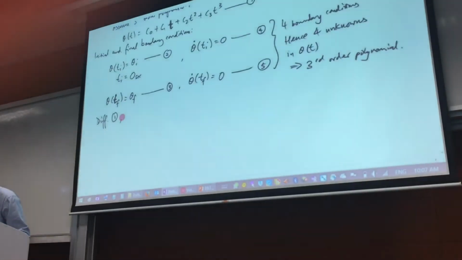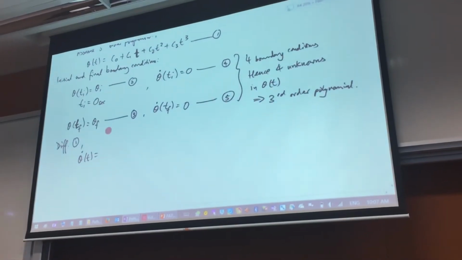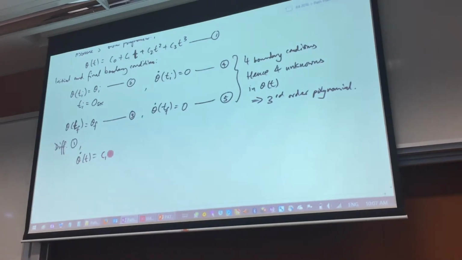I'm going to write a short form. This means differentiating equation 1. So that one will become theta naught t, and then c naught will be gone, so you have c1 plus 2c2 t plus 3c3 t squared. I call this equation 6.